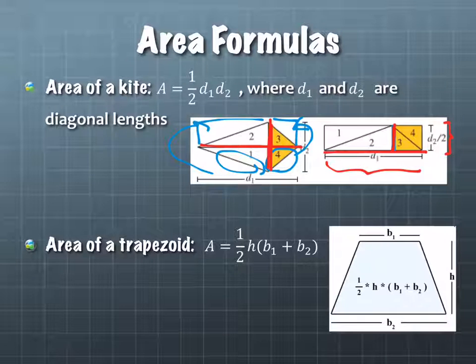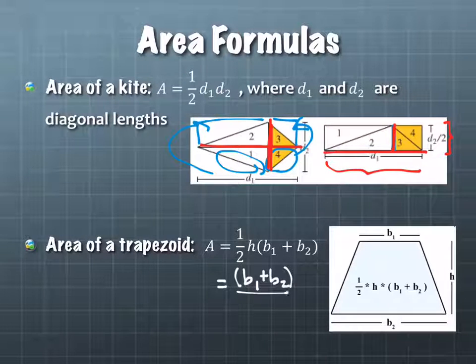Area of a trapezoid, you might remember this one. This one's a little bit more common than the area of a kite. This is 1/2 times the height times base 1 plus base 2. And this is how your book presents this formula. This is not how I think about this formula, so let me show you how I think about this formula, just in case it helps you to think about it in a more clear way.